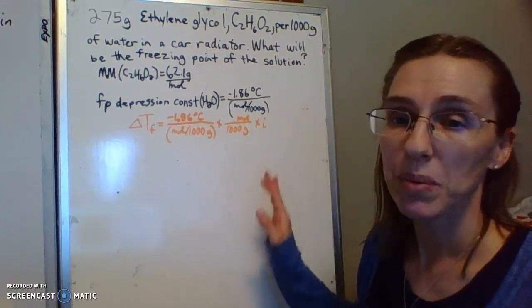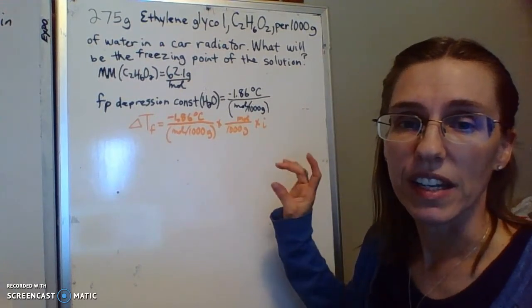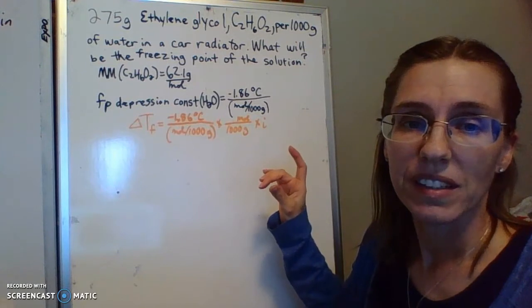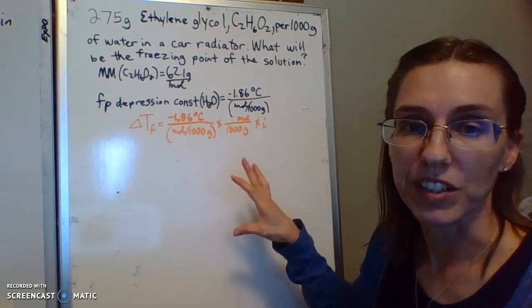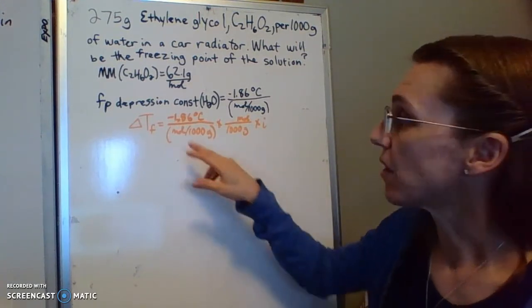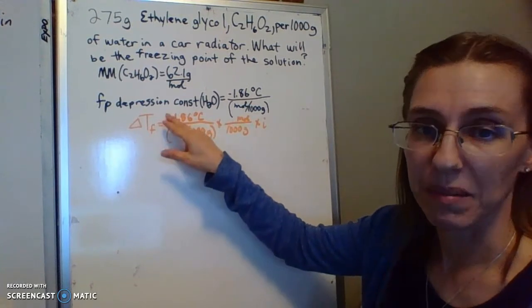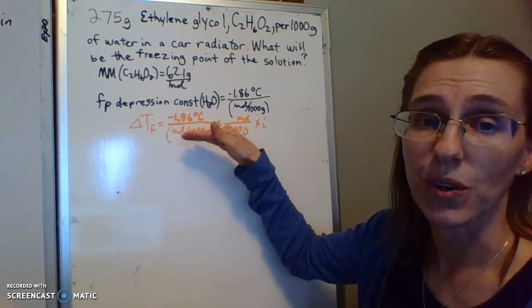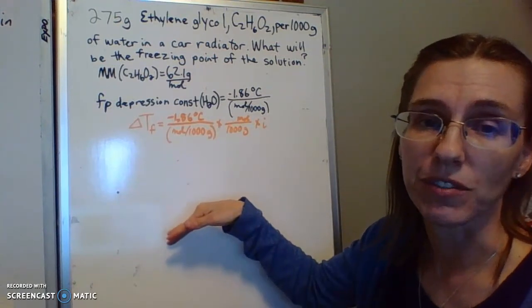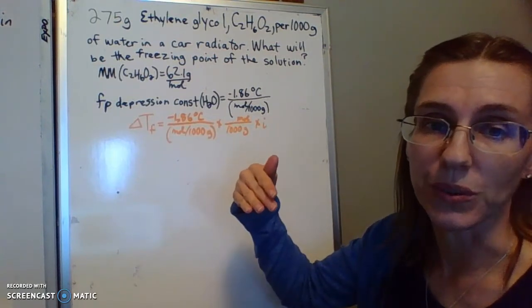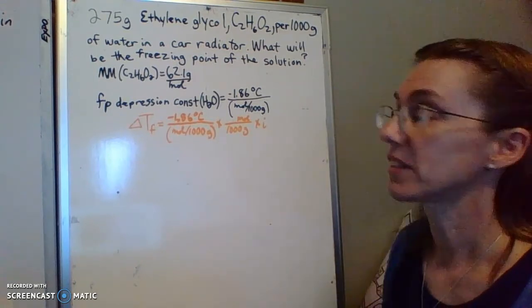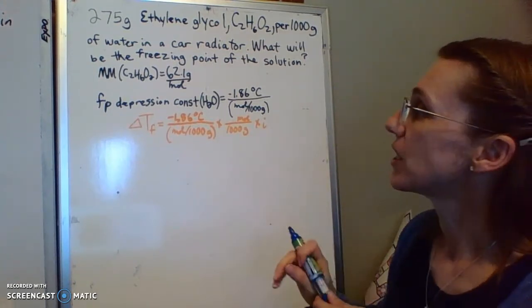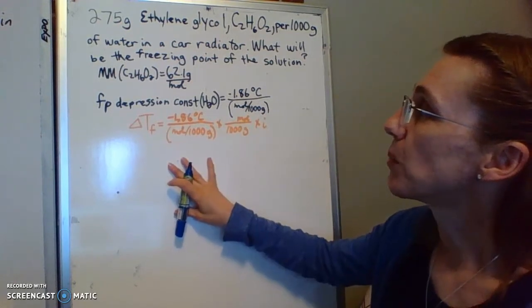Alright, so we're going to work some problems using the boiling point elevation and freezing point depression constants, okay? Now remember, with our freezing point depression constant, I put a little negative in there to remind us that it is a depression. So we're going to have to subtract it from the original freezing point in order to get our new freezing point. Okay?